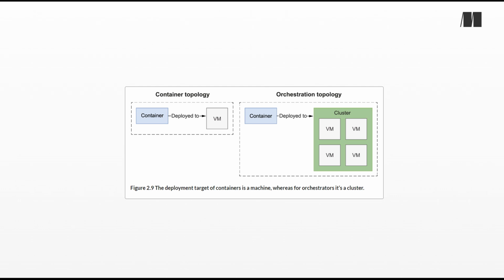Instead of deploying to a specific machine, you are deploying to a cluster of machines, and Kubernetes, among other things, manages a cluster of machines for you. I covered this distinction in the previous chapter in the context of topologies. Figure 2.9 will remind you of the different deployment targets in a container topology and an orchestration topology. Figure 2.9: the deployment target of containers is a machine, whereas for orchestrators it's a cluster.